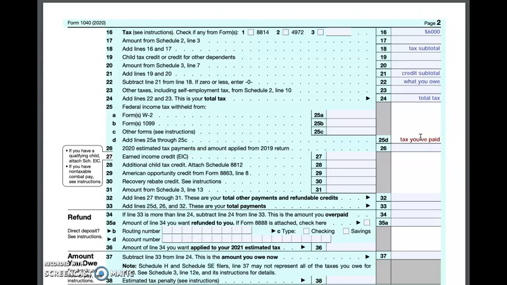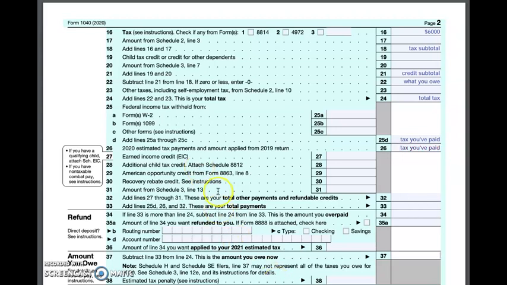In line 26, this is again if you're self-employed, you might have been making estimated quarterly tax payments on your self-employment. And if that's the case, you would record that here. So this would be, again, tax you've paid already. Now, we're switching from what money you've already paid to the federal government back to credits again. So 27, 28, 29, 30. Those are going to be additional tax credits that not everybody is eligible for, but you might be. And if you are, you would fill in the numbers on each of those lines that pertain to you.